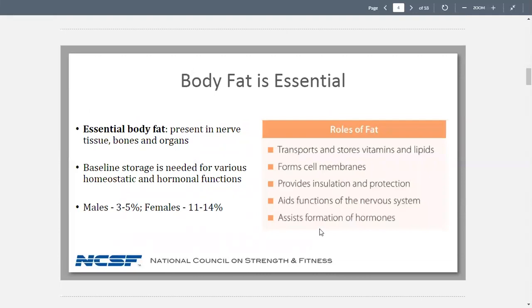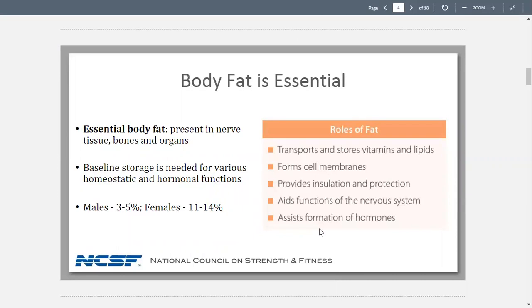Body fat is essential. Essential body fat is present in nerve tissue, bones, and organs. It's a good barrier and conductor for energy in the nerves. It protects your organs. Baseline storage is needed for various homeostatic and hormonal functions. So males, you have to have at least 3 to 5%, and females, you have to have 11 to 14%, or you will have major complications.